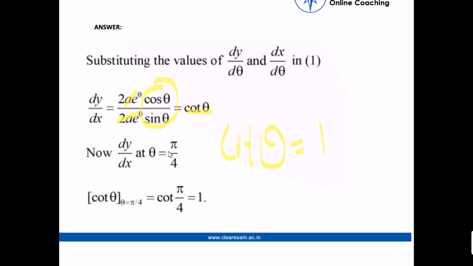So we just put theta equals pi by 4 in cot theta, and we get cot of pi by 4 is equal to 1. So that's the value we get.